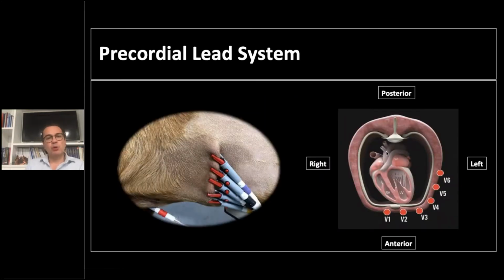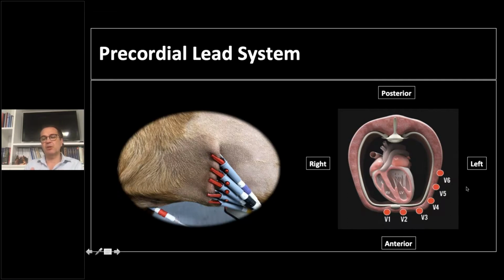Let's talk now about the precordial lead system. This is less used, but we think it's very important because of the precordial lead system. Now look at the vector on the horizontal plane. So how we need to orientate on the horizontal plane. So this is the area of the anterior part of the heart. Usually it's the right ventricle. Obviously here is cut, but you can see that the right ventricle is here, so it is anterior, while the left ventricle is placed posteriorly. Then you have right and left.